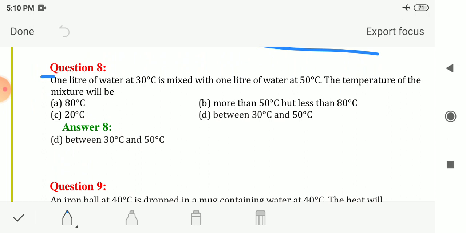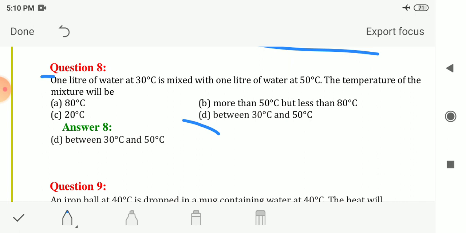The options are given to you: 80 degrees Celsius, 20 degrees Celsius, more than 50 degrees but less than 80 degrees Celsius, and option D is between 30 degrees Celsius and 50 degrees Celsius. So your answer is option D. Its temperature will be between 30 degrees Celsius to 50 degrees Celsius.